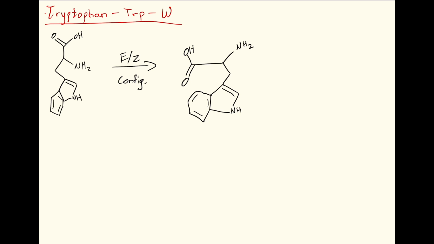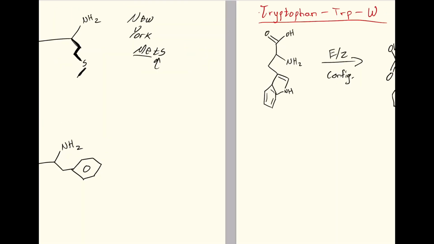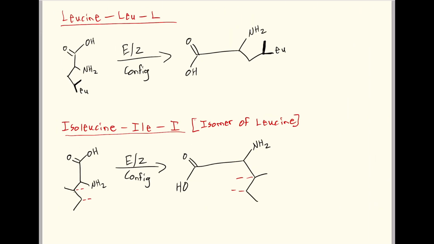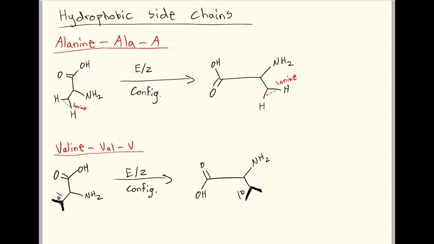Okay, guys, so that will wrap up this video. I hope this helps. We covered 1, 2, 3, 4, 5, 6, 7 of the 20 amino acids. And we also covered the hydrophobic side chains of the 7 amino acids. So I hope that helps to memorize all of the 7 hydrophobic side chains of the amino acids.